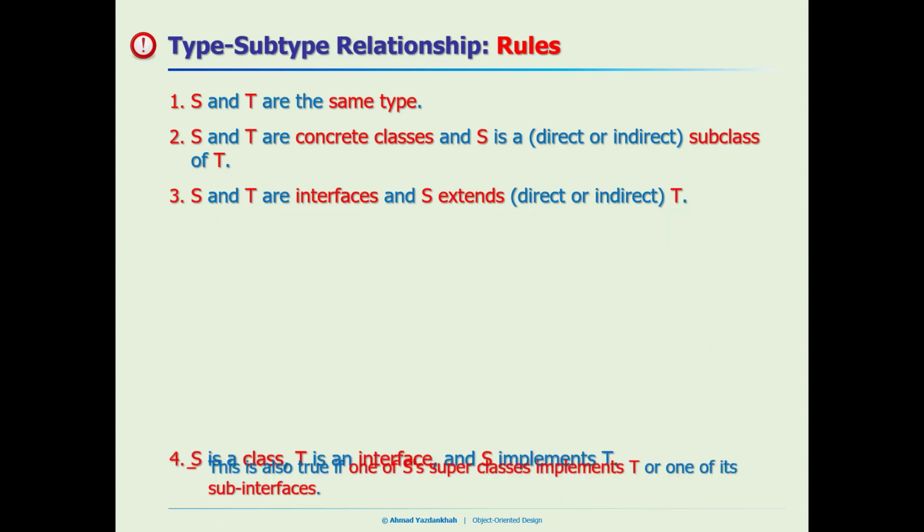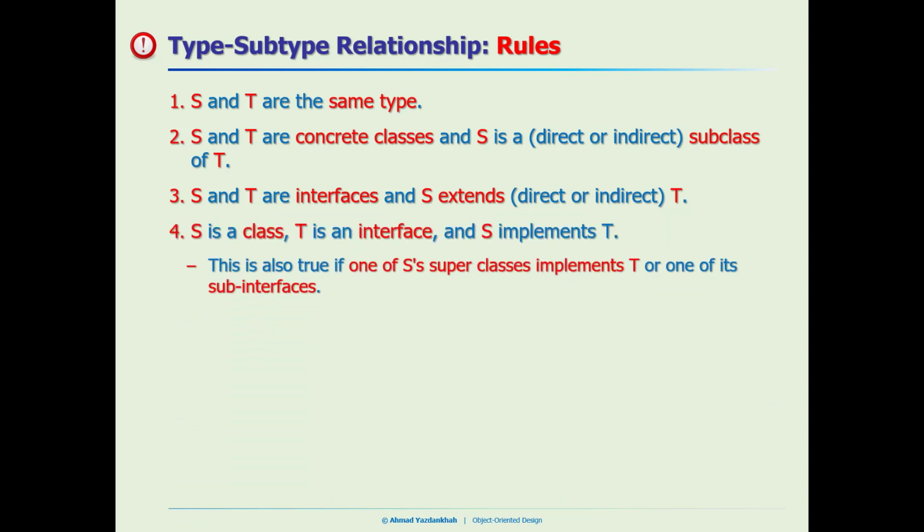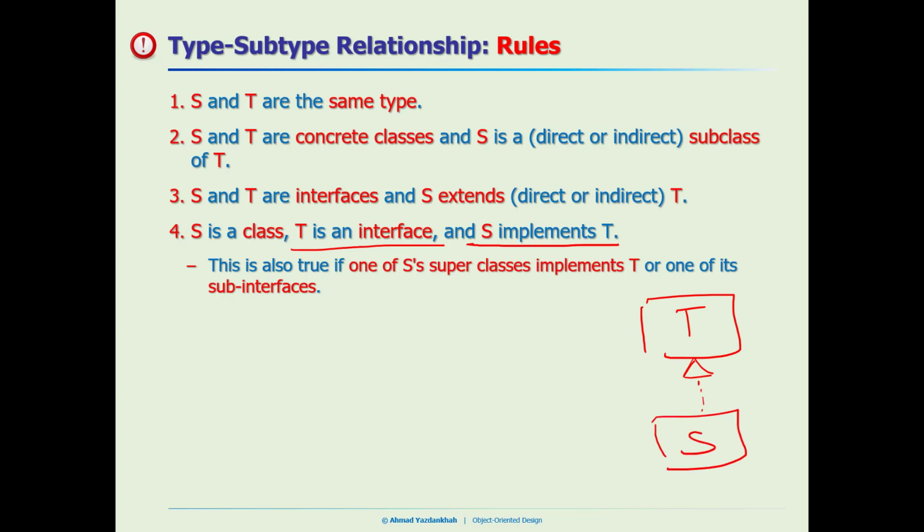How about rule number 4? T is an interface, but S is a concrete class that implements T. So T is an interface, and we have S, which is a class, but S is implementing T. Again, there is an is-a relationship, which is a type and subtype relationship between them. All right.